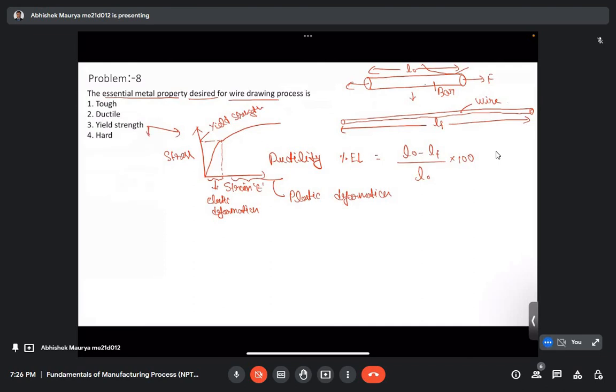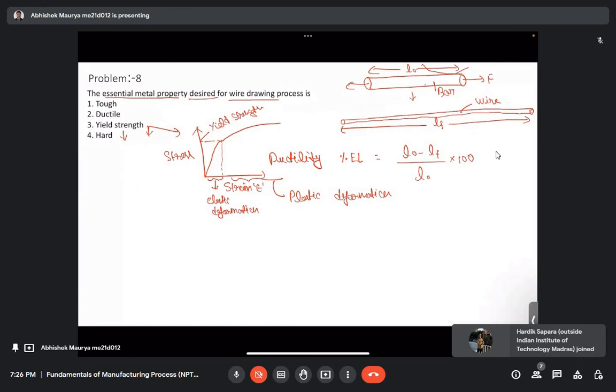And if we talk about hardness, yes, hardness is also related to the strength only. If a material has higher strength, then it will resist plastic deformation. So if the material resists plastic deformation, then it cannot be permanently deformed. Basically, it will be difficult to convert the bar into the wire. So the desirable properties will be low hardness, low strength, and toughness.